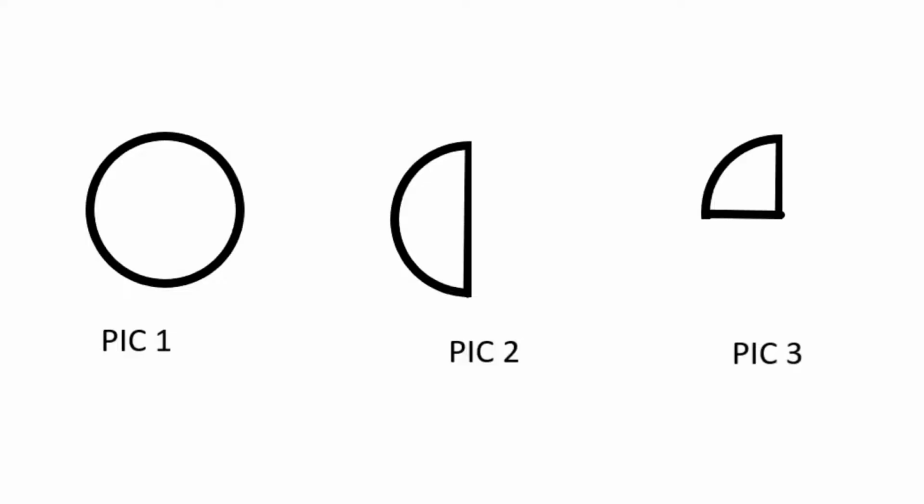Here we can see picture 1 is one circle, picture 2 is a half circle and picture 3 is a quarter circle. This is a circle. Now one circle is there and we have to find its half. Now let's take half circle and then we have to divide it by quarter, that is 1/2 is to be divided by 1/4. So we divide it by 1/4, that is by quarter.